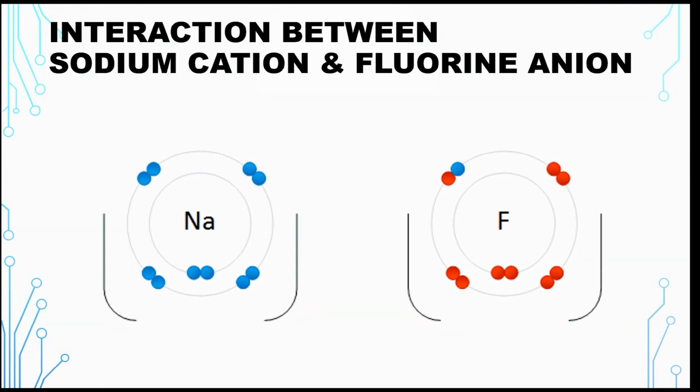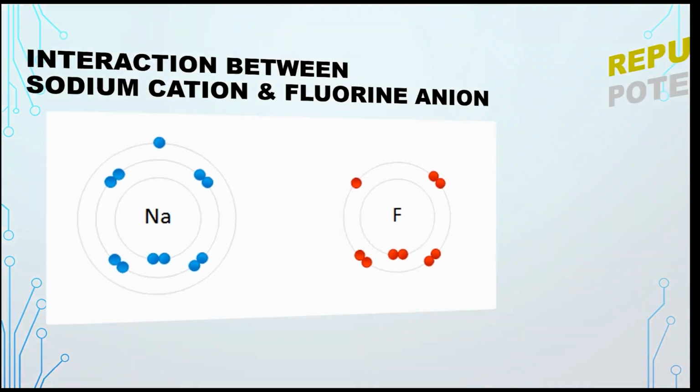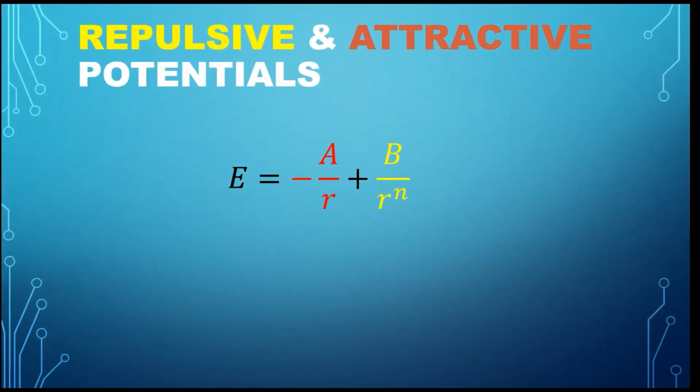example. The interaction between the sodium cation and the fluorine anion can usually be modeled by one repulsive potential plus one attractive potential. To make it clear, we here use the red color to mark the attractive potential and the yellow color to mark the repulsive potential.